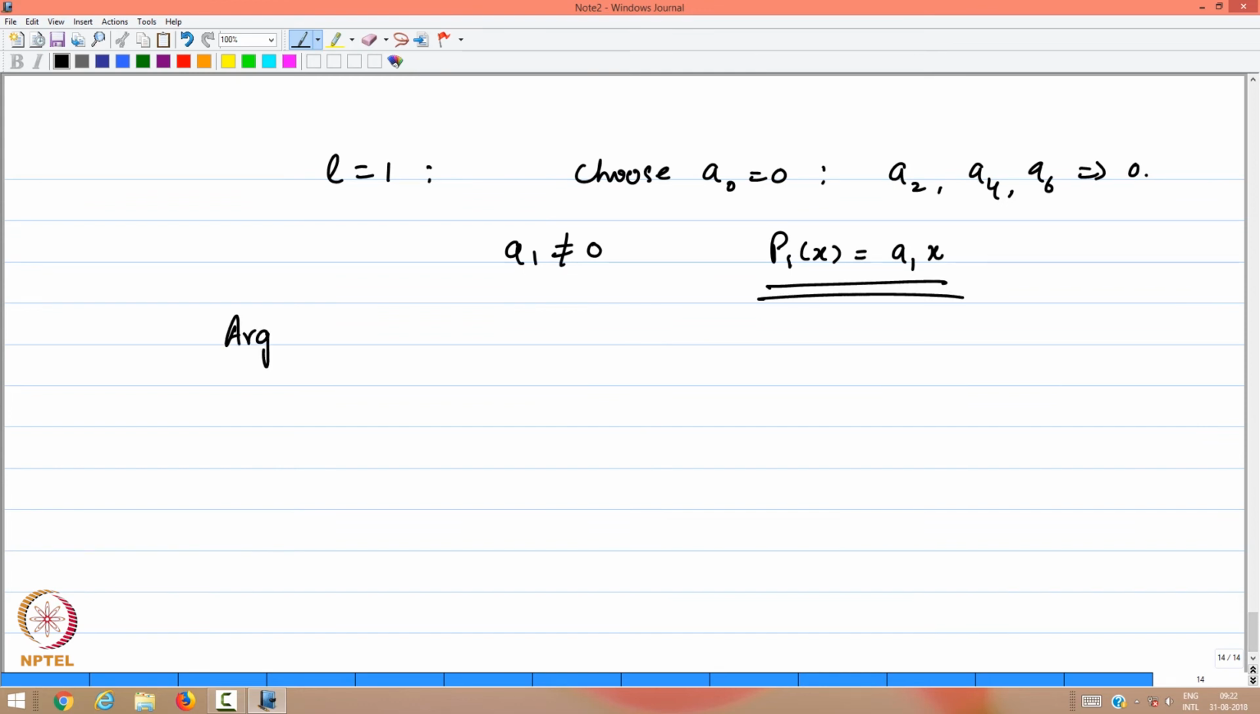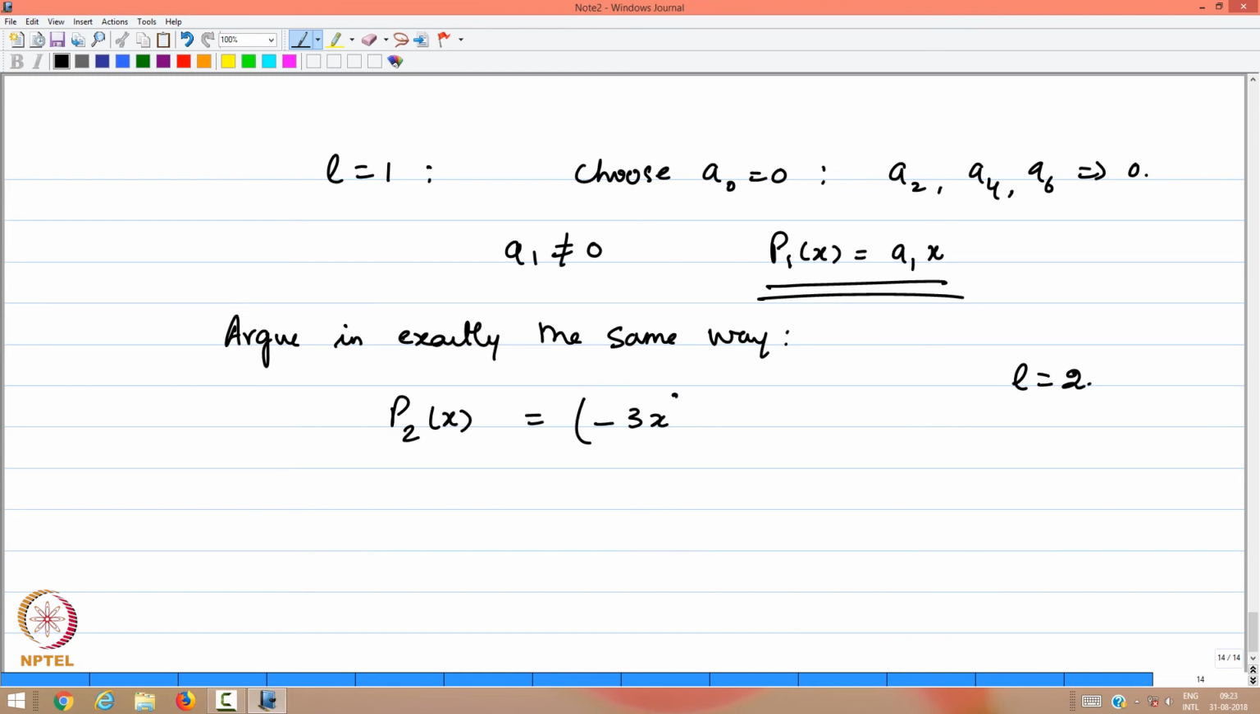Argue in exactly the same way to arrive at various possible solutions, and without any further explanation, I can write the P 2 of x where L is chosen to be 2. The P 2 of x will have this formula, namely minus 3 x square plus 1. So, this is A naught, minus 3 is A 2. A 1s, A 3s are all chosen to be 0. If A 1s are not chosen to be 0, but the even ones are chosen 0, then you have the odd polynomials and the even polynomials. So, this is the even indexed polynomial, n is 2.